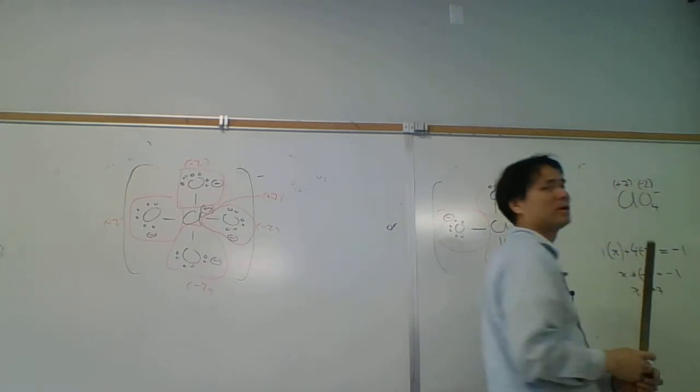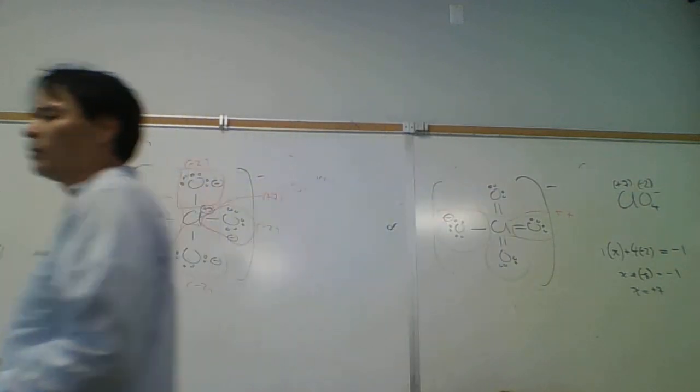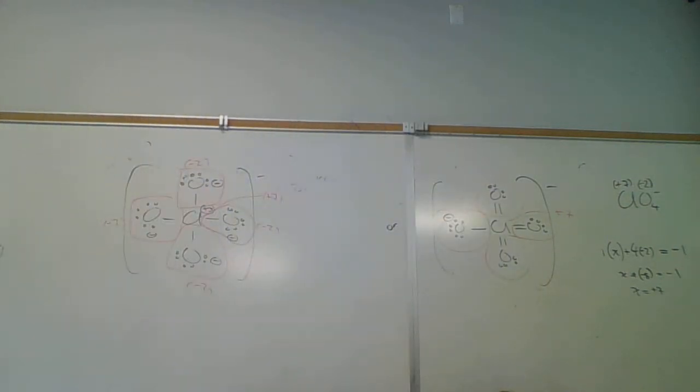So those are the 3 methods that we use. We do it from the formula, we do it from the Lewis structure, or we do it by something like this. And the correct answer is +7.